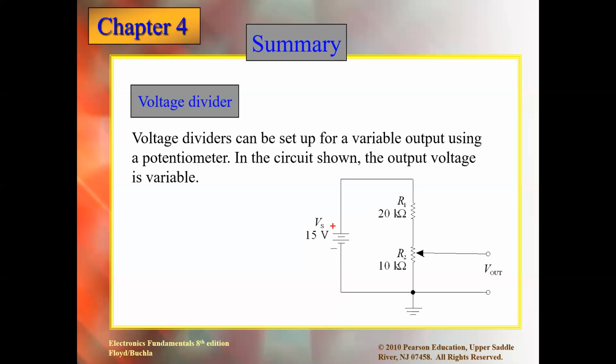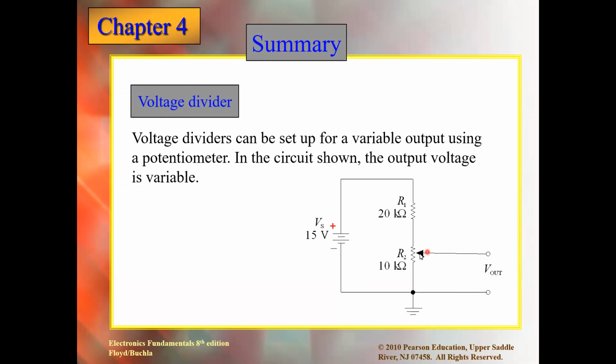So this is a voltage divider we already discussed yesterday, and it is the application of the voltage divider. If you look here, guys, how can we have a variable output? Here we have V out, and by using a variable resistor here, we can get a variable output by using a voltage divider circuit. So a voltage divider can be set up for variable output using a potentiometer. This is called a potentiometer.